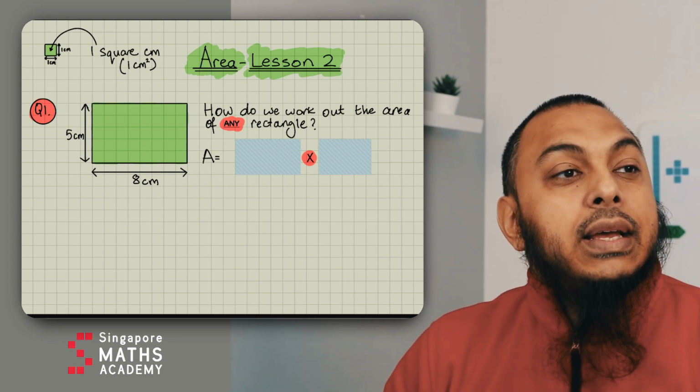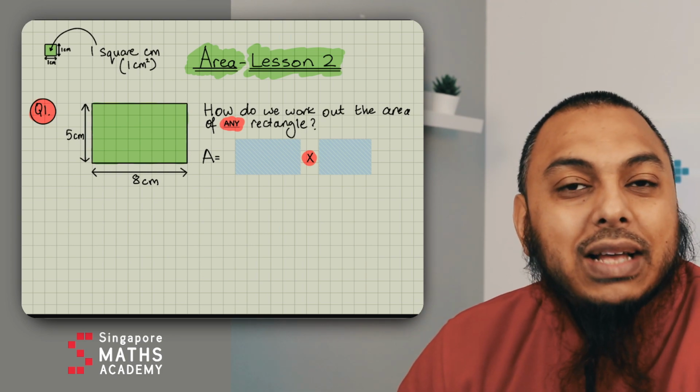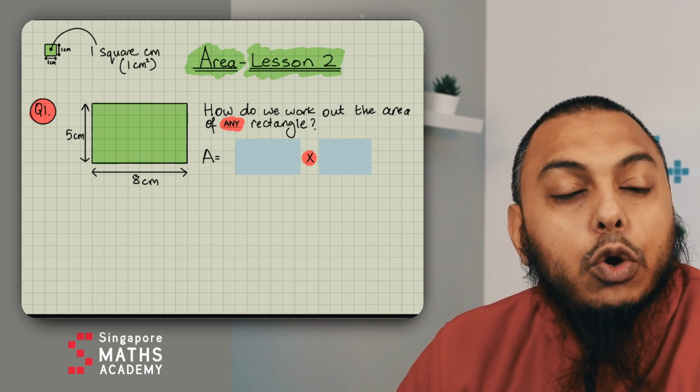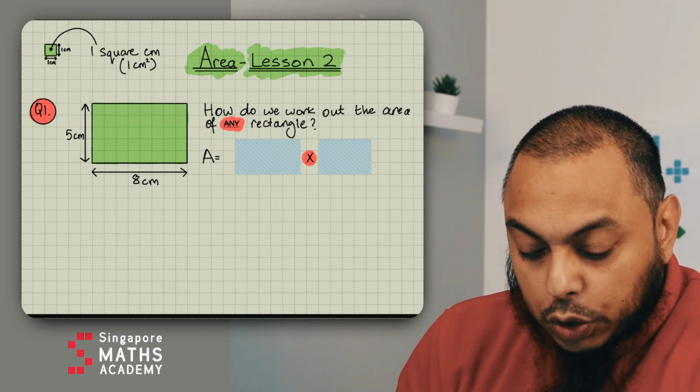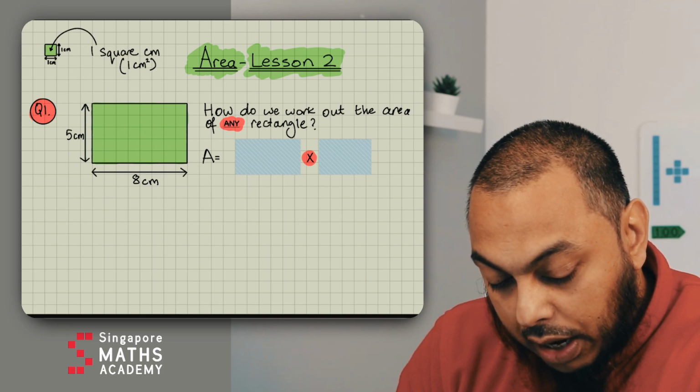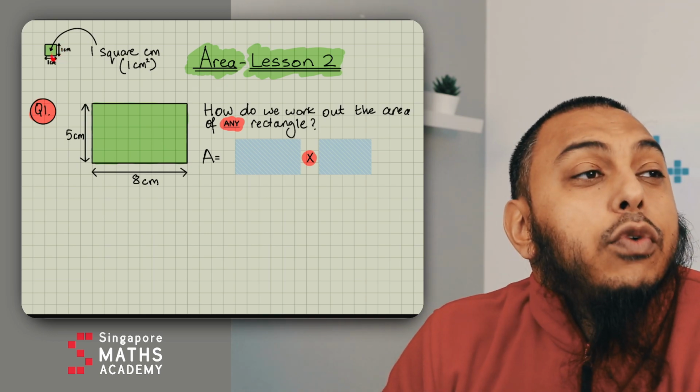So it says here, area lesson 2, so our second lesson. If you haven't done the first one, make sure you go back and do that. And we've kind of shown you a few things, right? So we want to highlight a few things for you. So firstly, we've got this here, right?